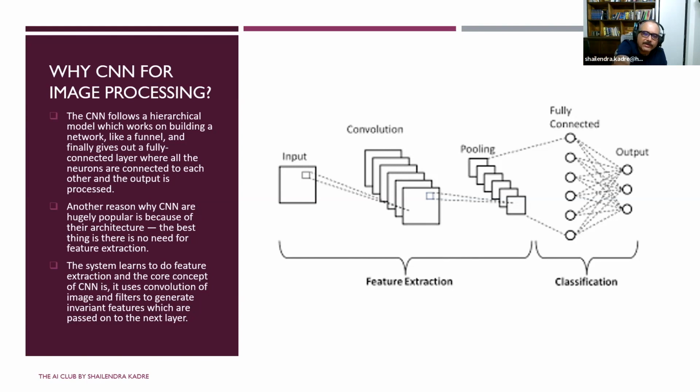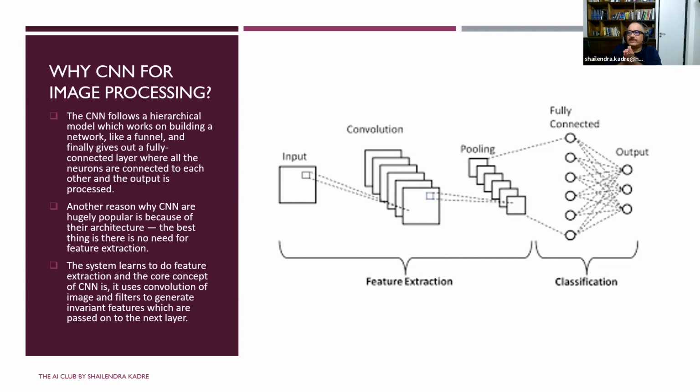So the input image will be given. After that, we'll do convolution, and after that, we'll do pooling. These three together are what I have written here as feature extraction. Convolution and pooling reduce the number of features given as input. You give thousands of features; convolution reduces them one step, and pooling reduces them one more step. So you get a reduced number of features after these layers. That is feature extraction.